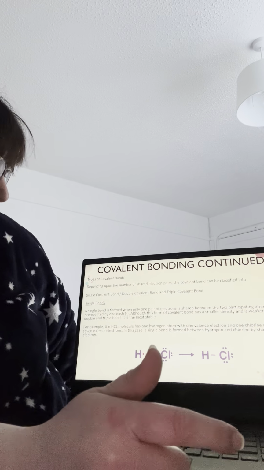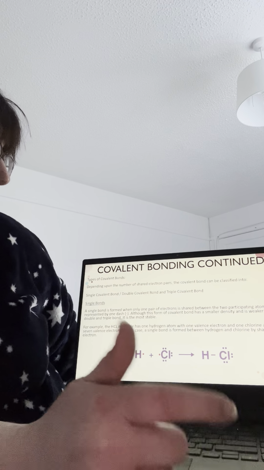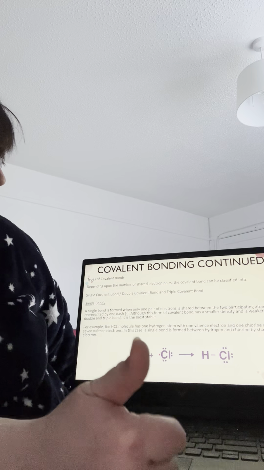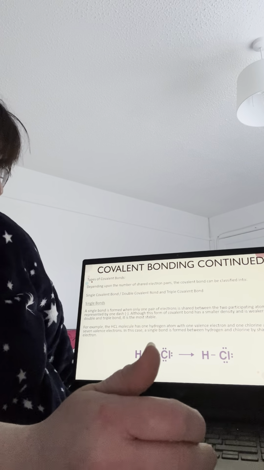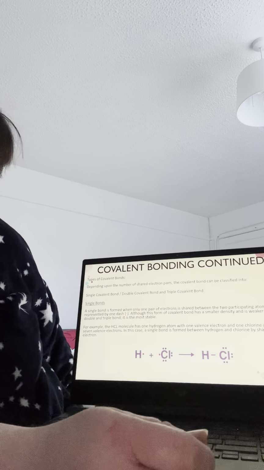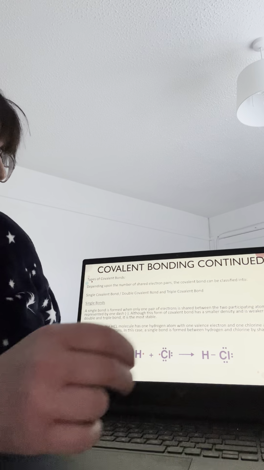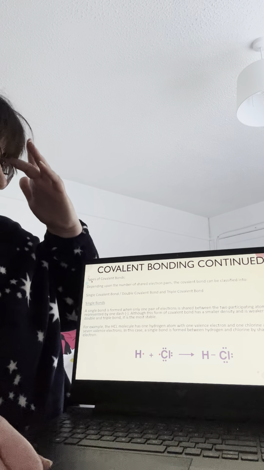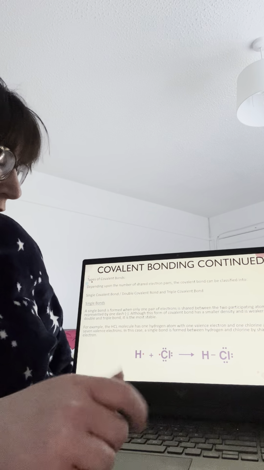Covalent bonding continued. Types of covalent bonds. Depending upon the number of shared electron pairs, the covalent bond can be classified into single, double and triple covalent bonds. A single bond is formed when only one pair of electrons is shared between the 2 participating atoms. It is represented by 1 dash, although this form of covalent bond has a smaller density and is weaker than a double and triple bond, and it is the most stable out of the whole 3.